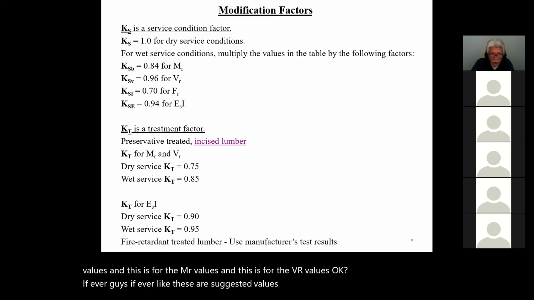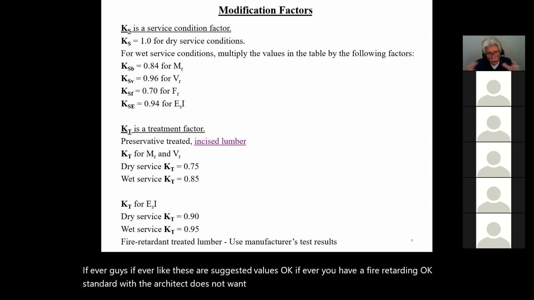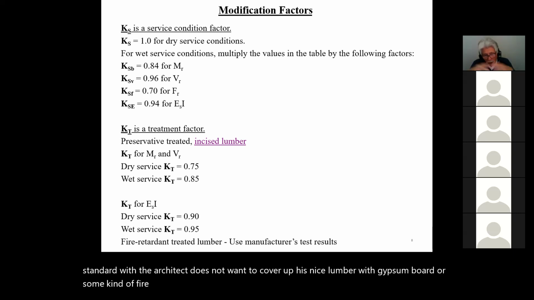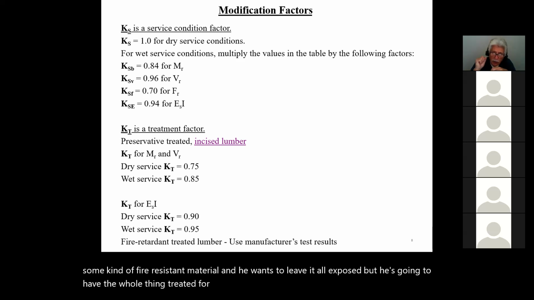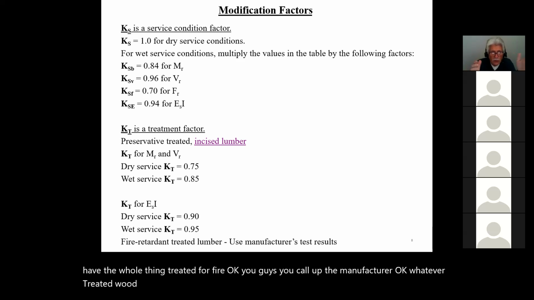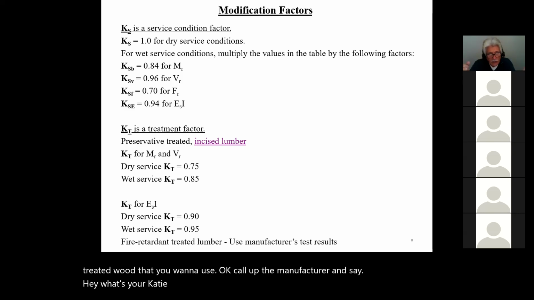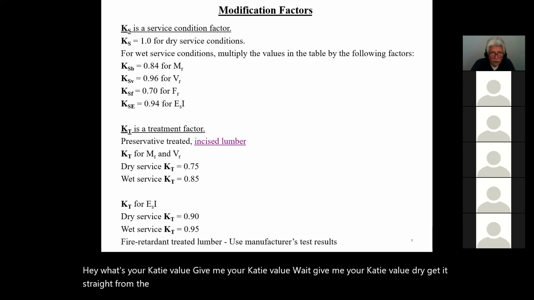If you have a fire retardant, in other words, the architect does not want to cover up his nice lumber with gypsum board or some kind of fire resistant material, and he wants to leave it all exposed, but he's going to have the whole thing treated for fire. Call up the manufacturer of whatever treated wood you want to use and say, give me your KT value wet, give me your KT value dry. Get it straight from the manufacturer. Don't guess, don't use these values. Always call up the manufacturer.